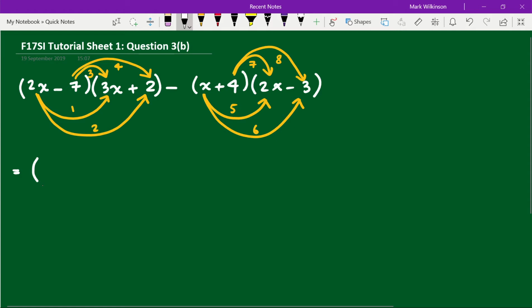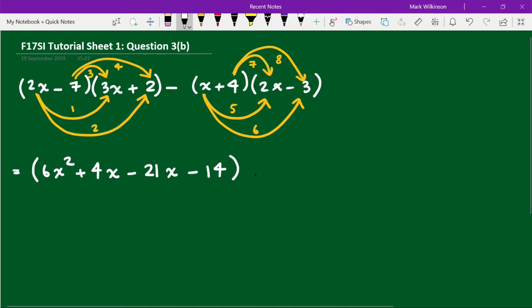So arrow 1 is 2x times 3x, that overall gives us 6x squared. Arrow 2 is 2x times 2, which is plus 4x. Arrow 3 is minus 7 times 3x, overall that contributes negative 21x. And then finally, minus 7 times 2 in the fourth arrow will overall contribute minus 14.